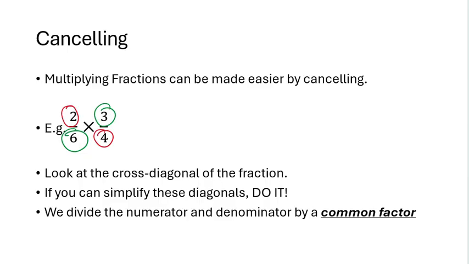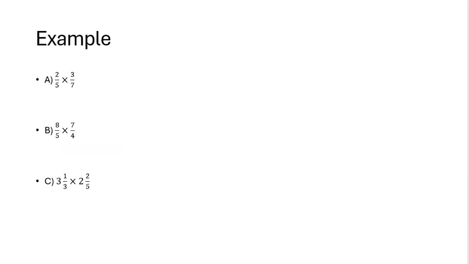Now, to do that, you're going to divide the diagonals by the common factor, okay? I'll show you a couple of examples here. So I have 2 over 5 times 3 over 7. If I look at the diagonals here, I don't see anything. And if I look at the diagonals between 2 and 7, I don't really see anything. So you can just multiply across like normal. And you end up with 2 times 3, which is 6, and 5 times 7, which is 35. Okay, that's it.